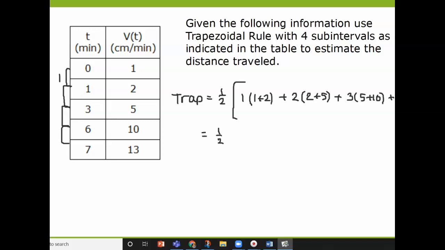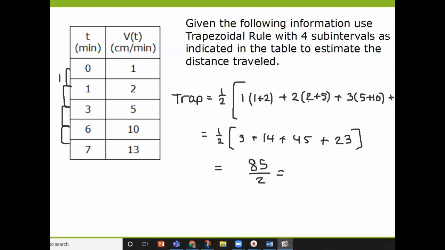So I get 1/2. 1 plus 2 is 3. 3 times 1 is 3. 2 plus 5 is 7. 7 times 2 is 14. 5 plus 10 is 15. 15 times 3 is 45. And 10 plus 13 is 23. So then you'd add up 3, 14, 45, and 23 to get 85.